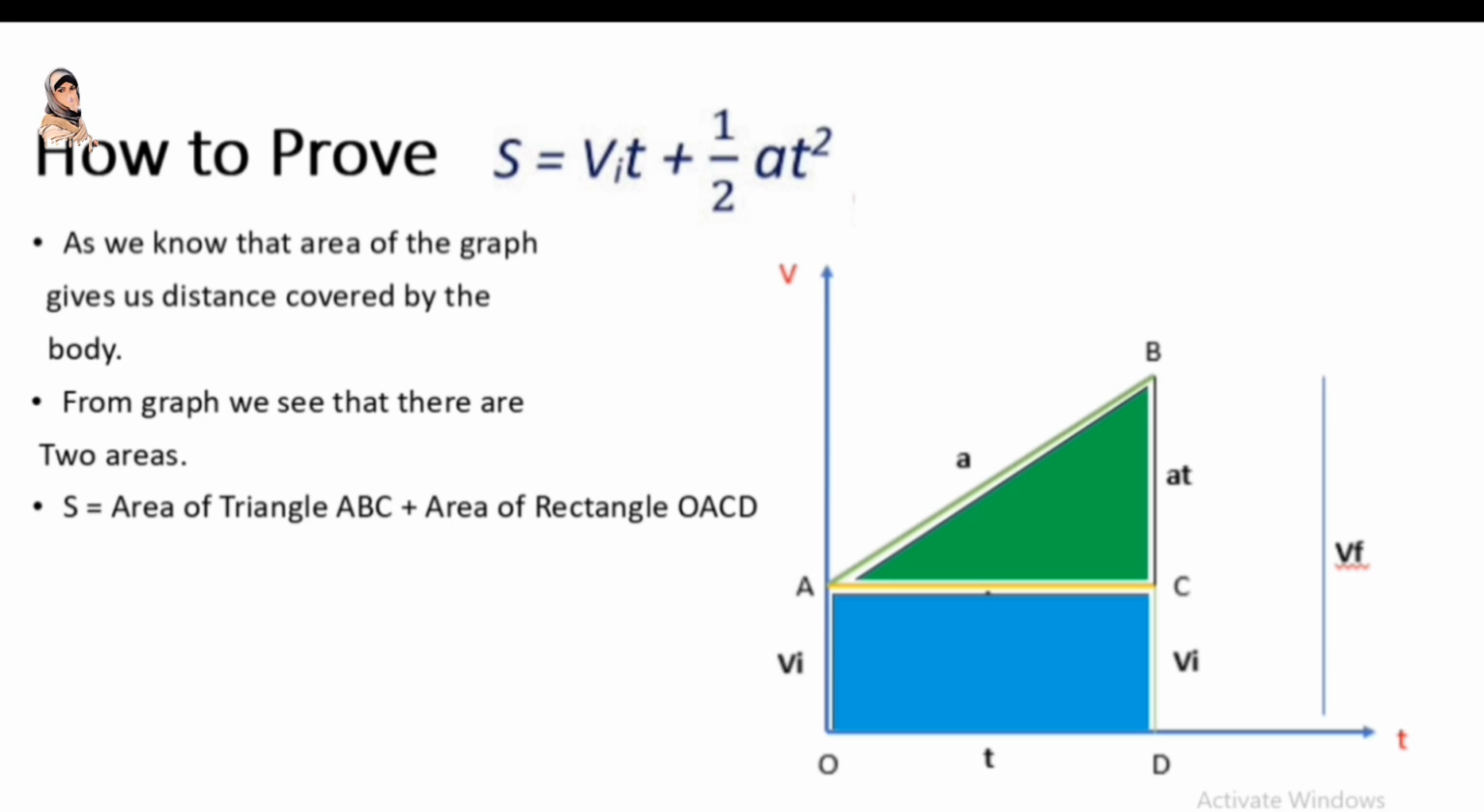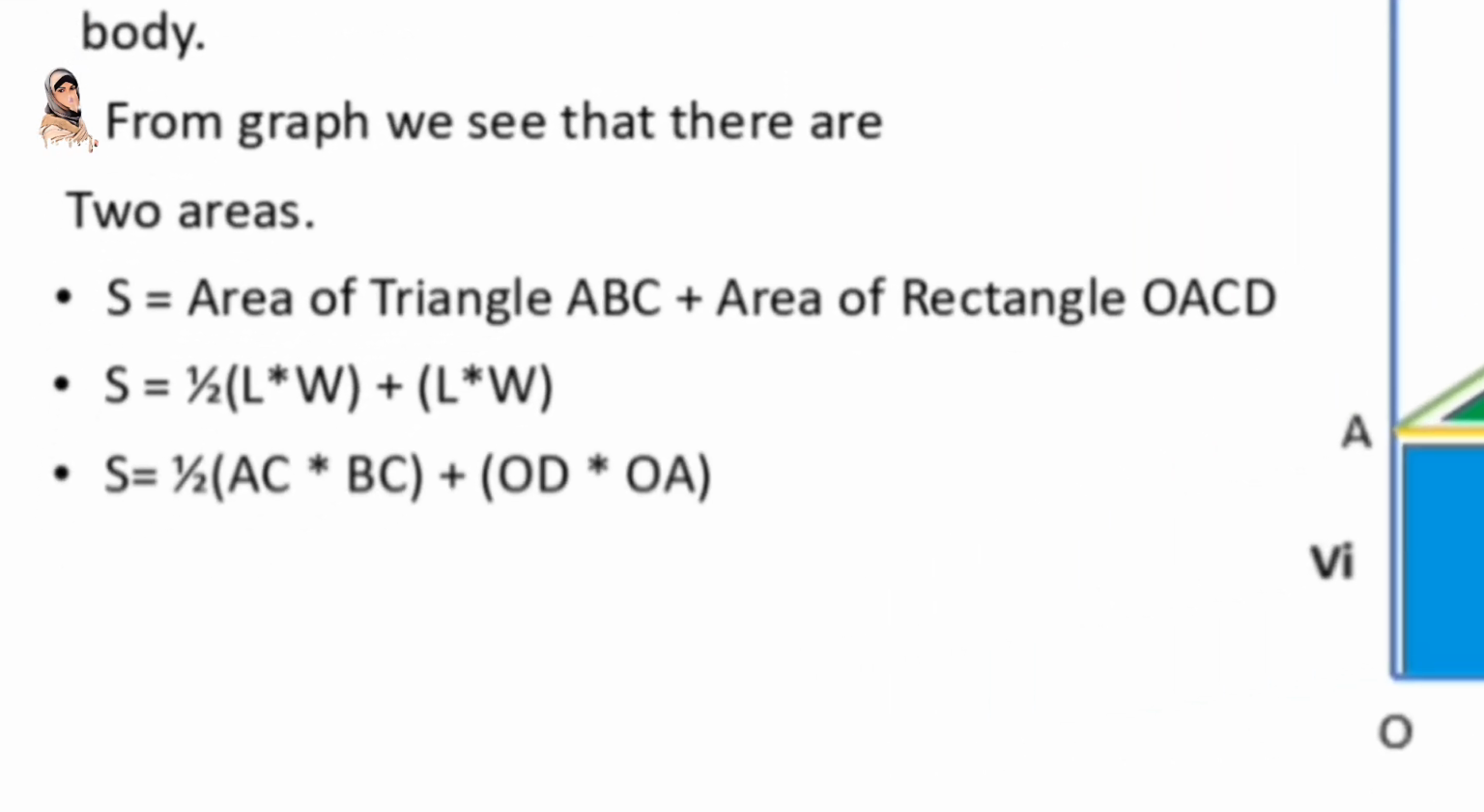Now as you know, the area of a triangle is 1/2 length multiplied by width and the area of a rectangle is length multiplied by width. The length of the triangle is AC and the width of the triangle is BC, and the length of the rectangle is OD or AC and the width of the rectangle is OA or CD. So by putting these values in this equation we get S is equal to half AC multiply BC plus OD multiply OA.